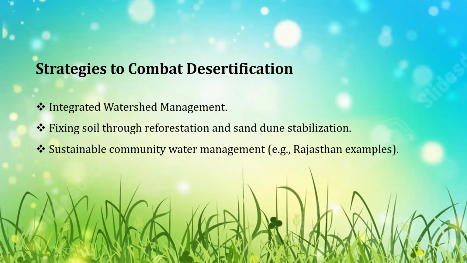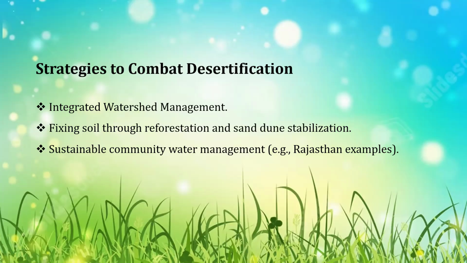Next is strategies to combat desertification. This point outlines 3 key environmental and social strategies used to reverse land degradation and prevent the spread of arid conditions. And the process is known as combating desertification. In this point, we are going to discuss the first point, that is integrated watershed management.